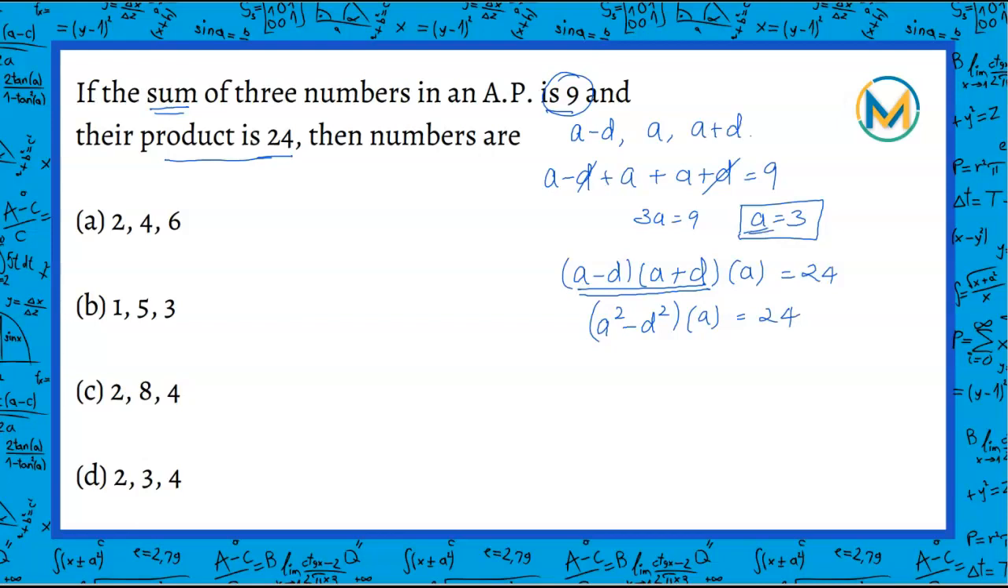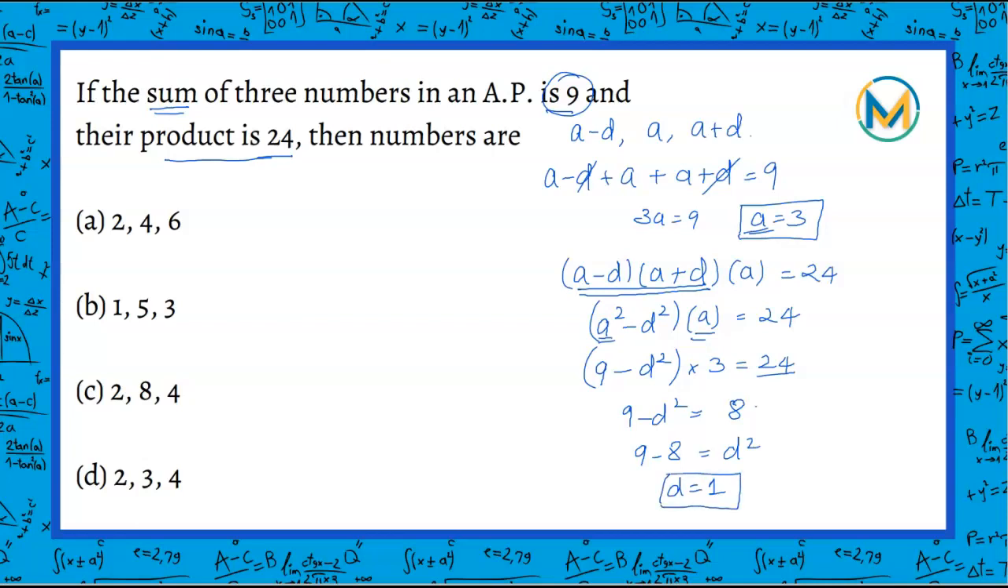We have got A is equal to 3. So let's substitute A as 3 here and here. So A square becomes 9 minus D square, and here you have 3 is equal to 24. I take 3 to that side, so it becomes division, so I get 8. 24 divided by 3 is 8. So I rearrange and I get the value for D as 1.